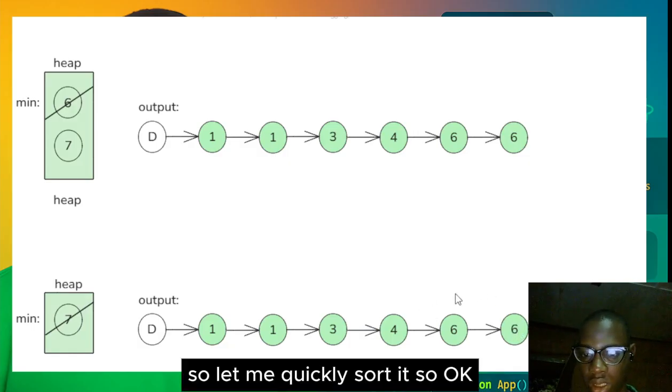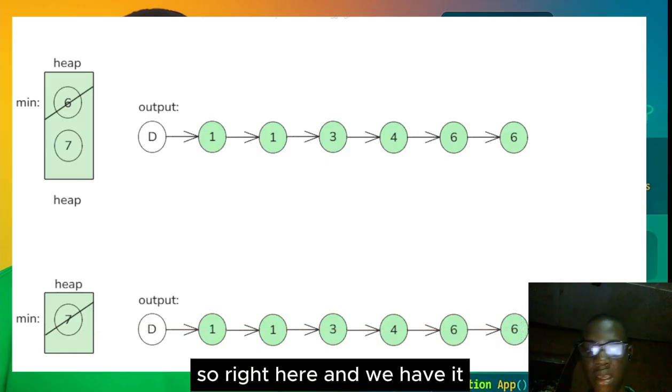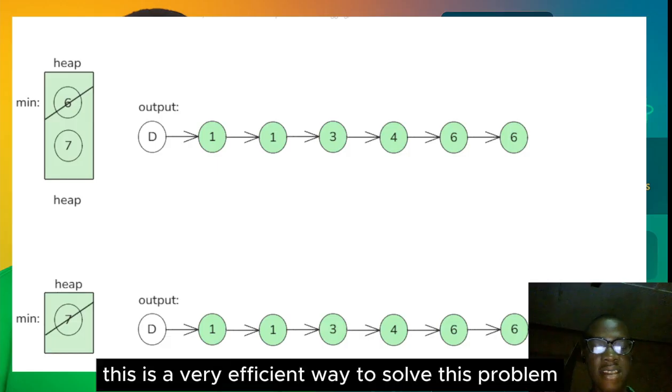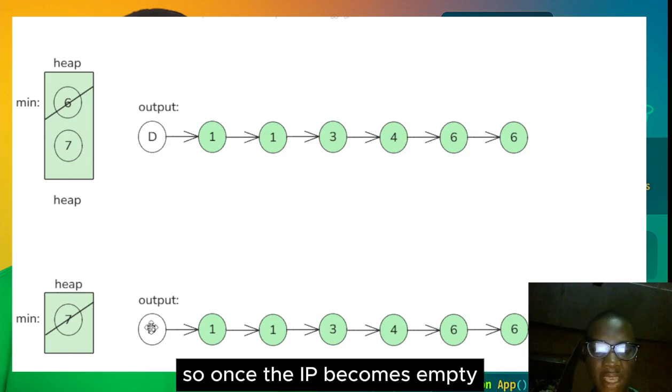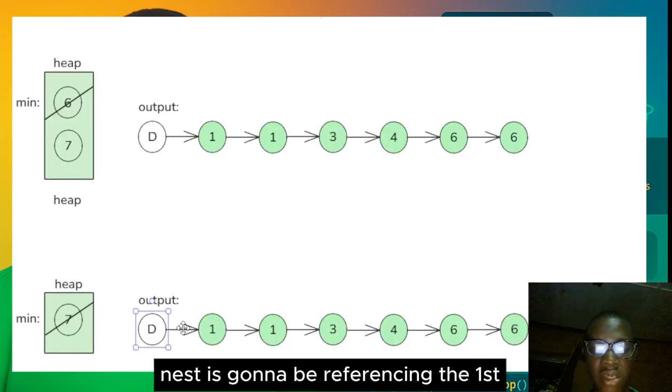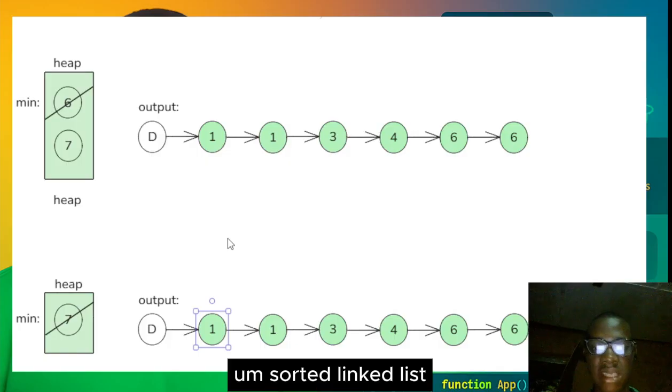So let me quickly sort it. So okay, so right here, and we have it. You see that this is a very efficient way to solve this problem using the heap data structure without having to perform k comparisons. So once the heap becomes empty, we can return dummy.next, because we know dummy.next is going to be referencing the first head of this new merge sorted linked list.